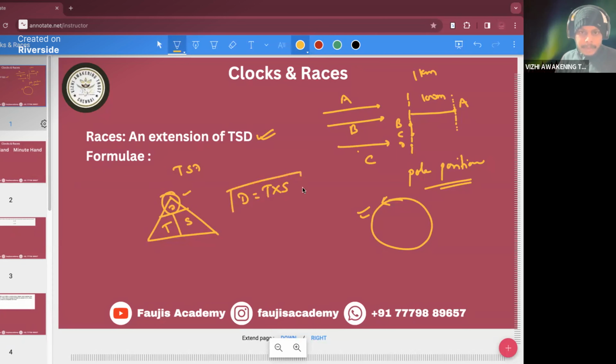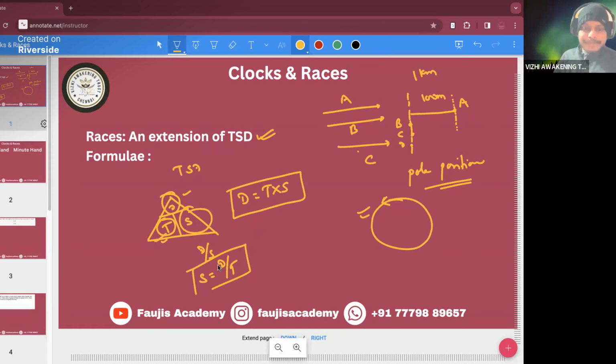Just see, d is over here at the tip of this triangle, and t and s are here, sideways. Now, in order to find t, it's d by s. If you have to find s, speed, it's d by t. We are just reiterating what we have studied before. So these are your basic concepts about races, and there is no particular concept as such in races apart from all this that I have mentioned.